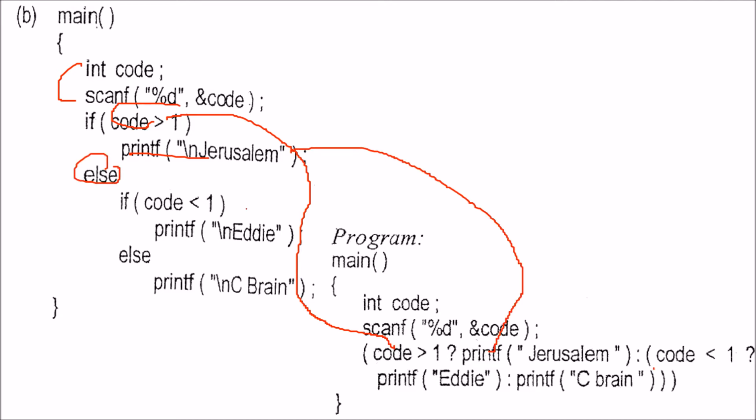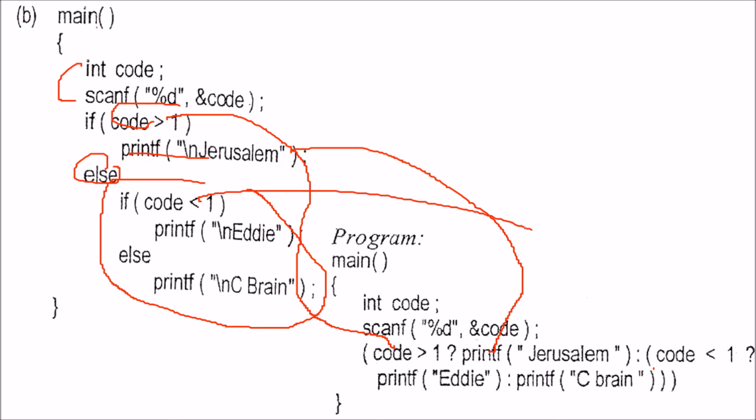But this again is a conditional operator. So you'll use this here. After the question mark, you will take this, and after this colon, you will take this. This is how it is done. And you have to be very careful about these round brackets.